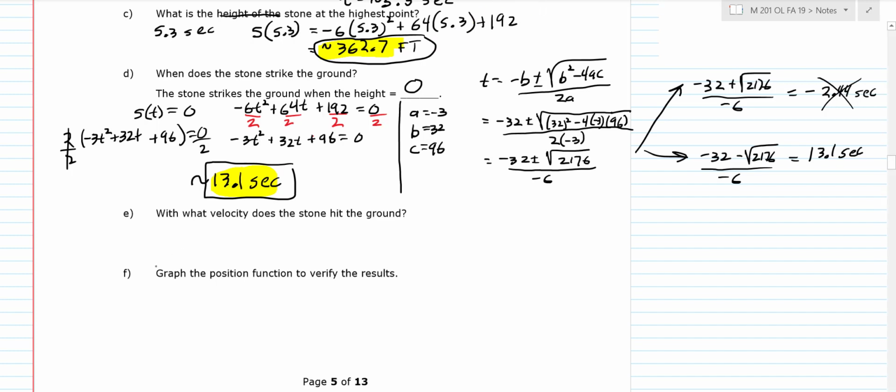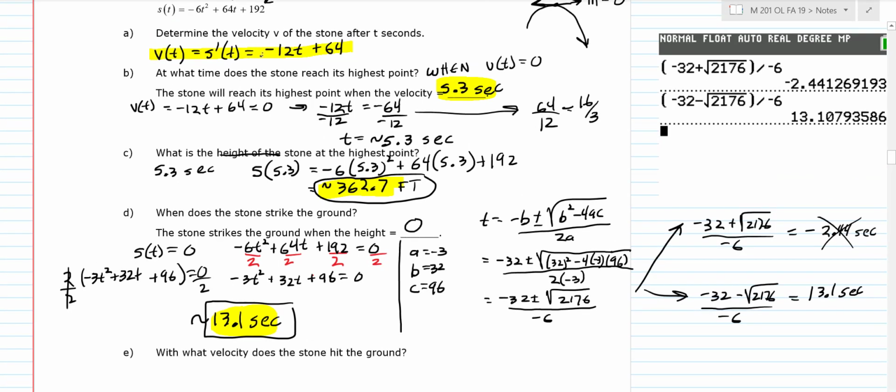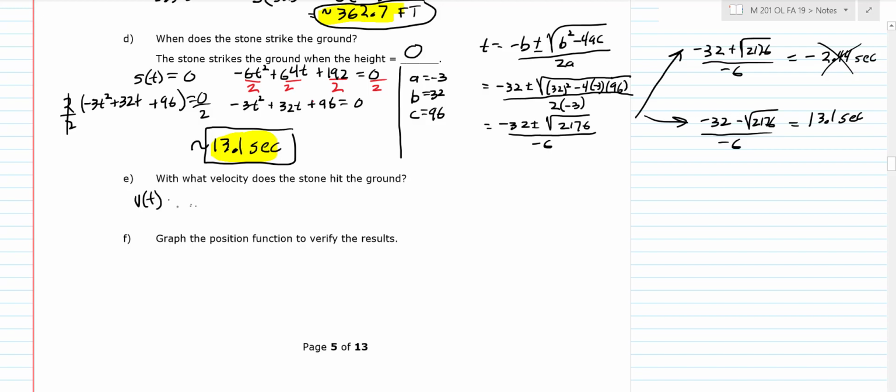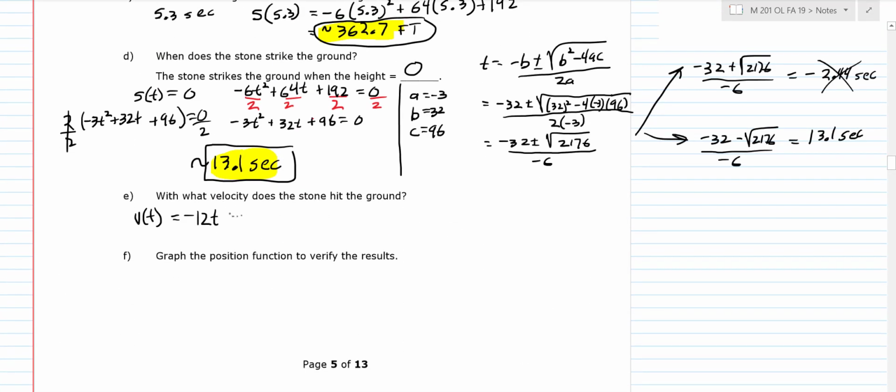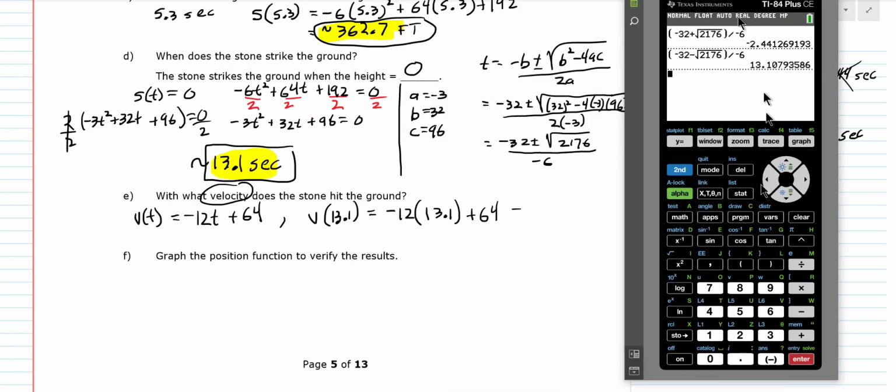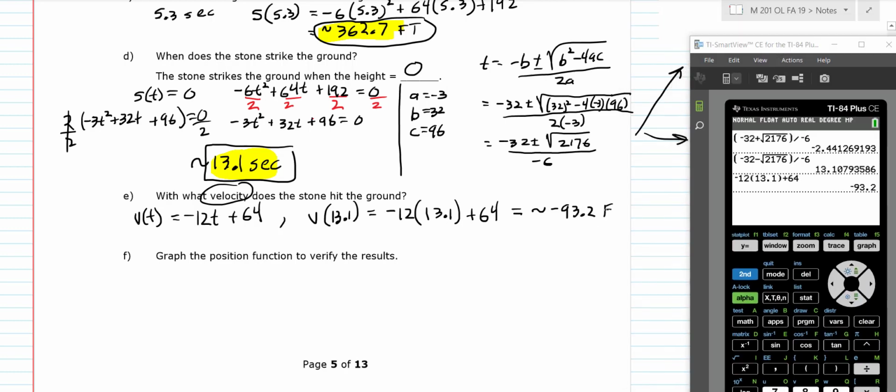Okay, so this says, with what velocity does the stone reach the ground? Well, you have to go back to the velocity function, which is negative 12t plus 64. So let's write that down. V of t was negative 12t plus 64. So we're finding the velocity, so really what we need to do is find the velocity when it reaches the ground, and that happened at about 13.1 seconds. So we'll plug this in and go to the calculator. I'll go negative 12 multiplied by 13.1, plus 64, and that will give about negative 93.2, and it will be feet per second. That's what the units in the problem said.